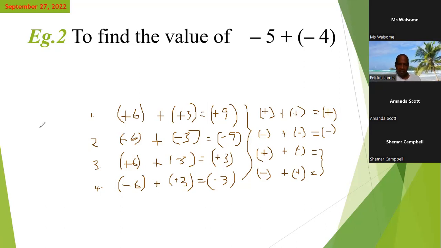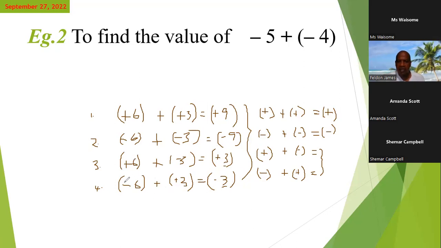So for scenarios 3 and 4, that's what you're doing with the numbers. You're finding the difference. However, the signs. So here you take away 3 from 6 and you get 3. Down here you take away 3 from 6, you're still going to get 3. But what you notice in this one, the sign of the larger number is positive. So the sign of 6 is what? Positive. Now, the sign of the answer is also positive.